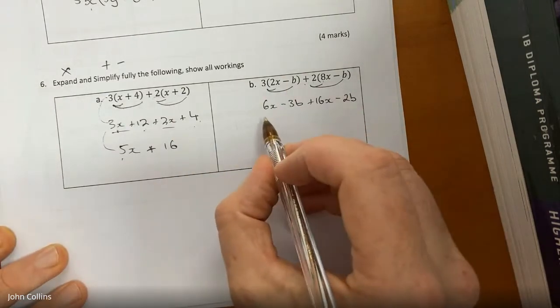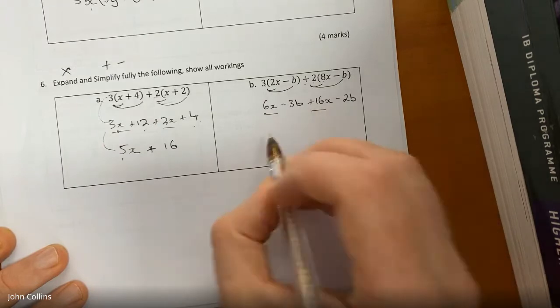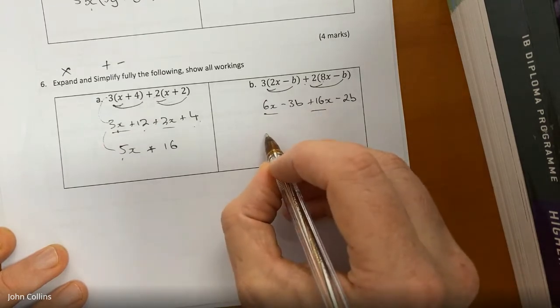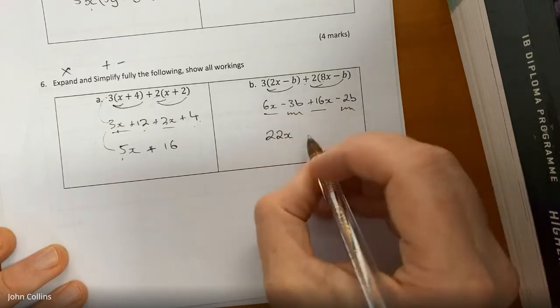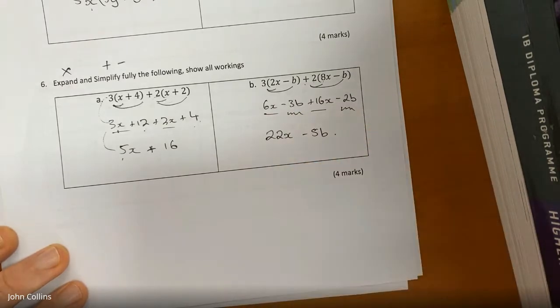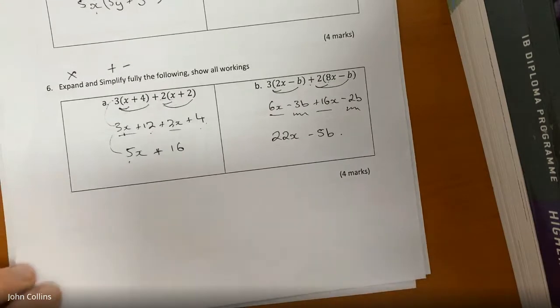Adding my like terms now to simplify. 16x plus 6x is 22x. Negative 3b and then take away another 2b is negative 5b. Okay.